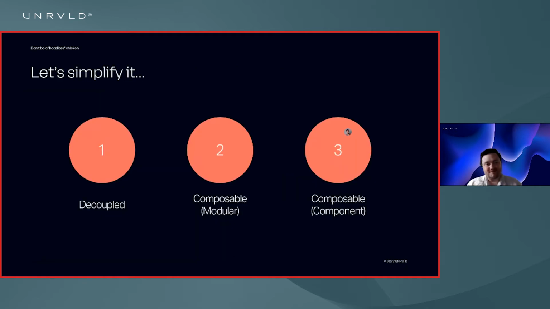Right, so let's simplify it. If we break it down to three types of architectural model and step away from all the buzzwords, we can break it down to these three, which are the ones that we want to talk you through. So the first is the idea of decoupled. The second is around composable or modular, which we'll explain, and the third being composable component.